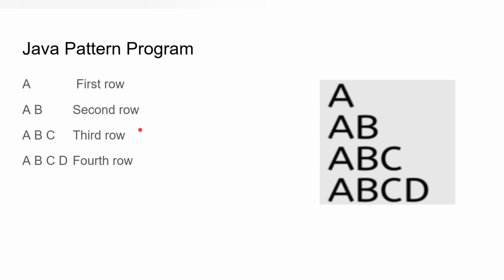So what we need to do in our code is make use of two for loops. The first for loop will keep track of the number of rows, and the second for loop will print the characters, which will be equal to the row number. So let's see in our code how to implement this logic.